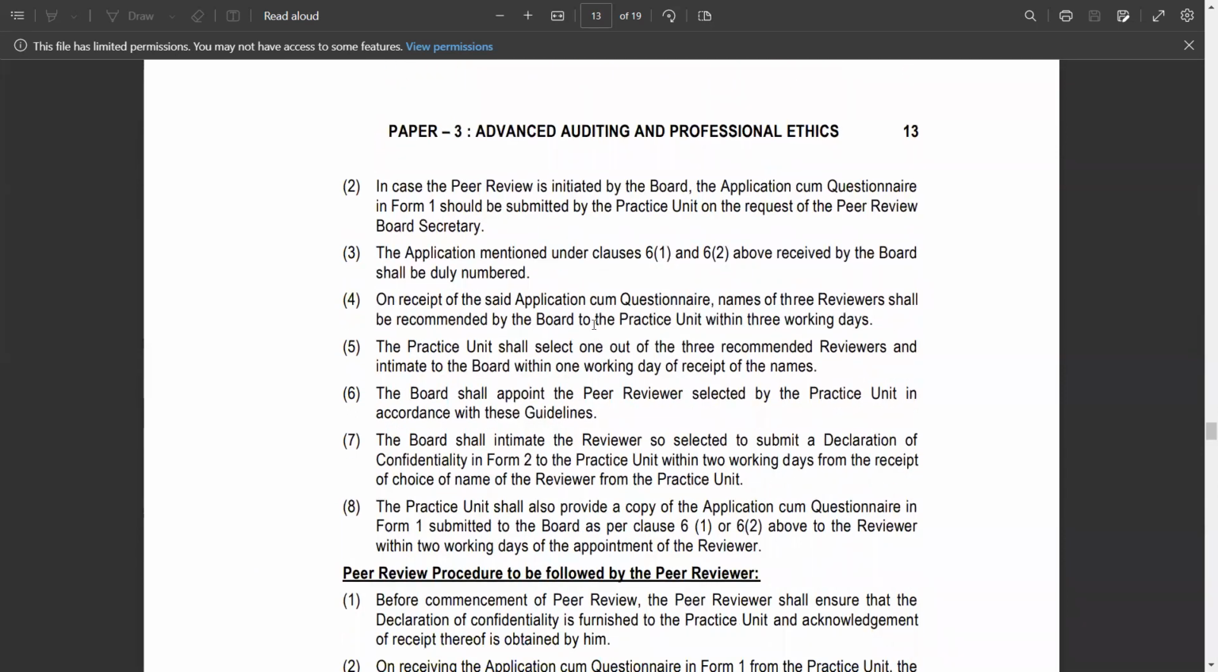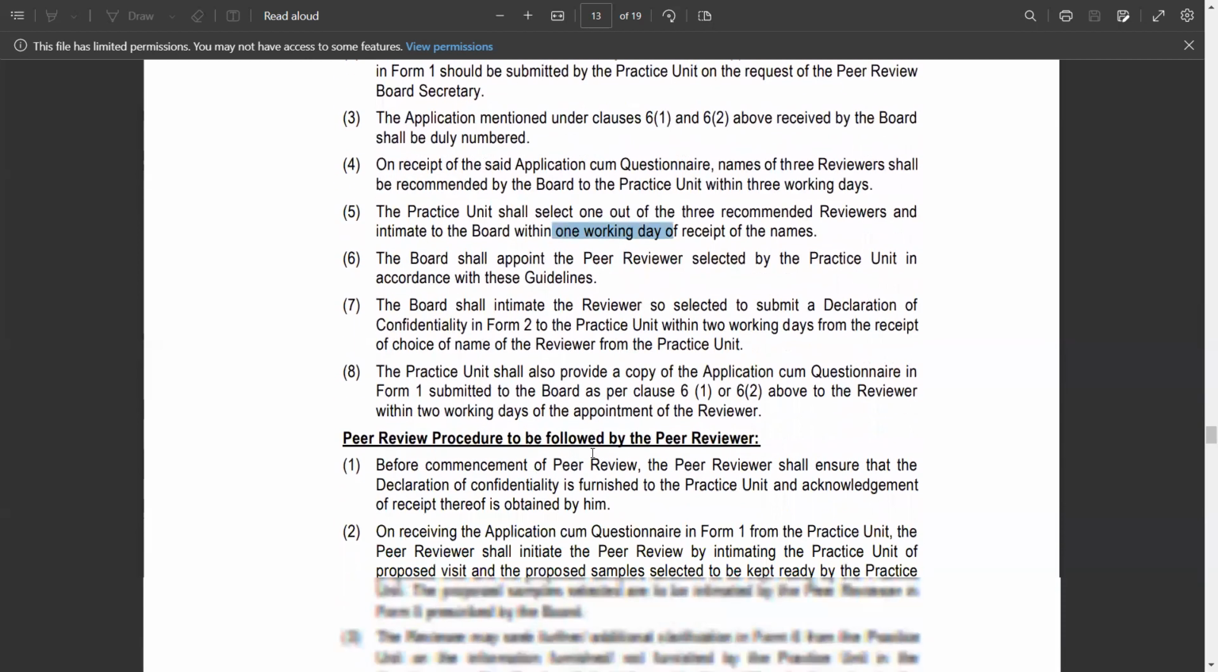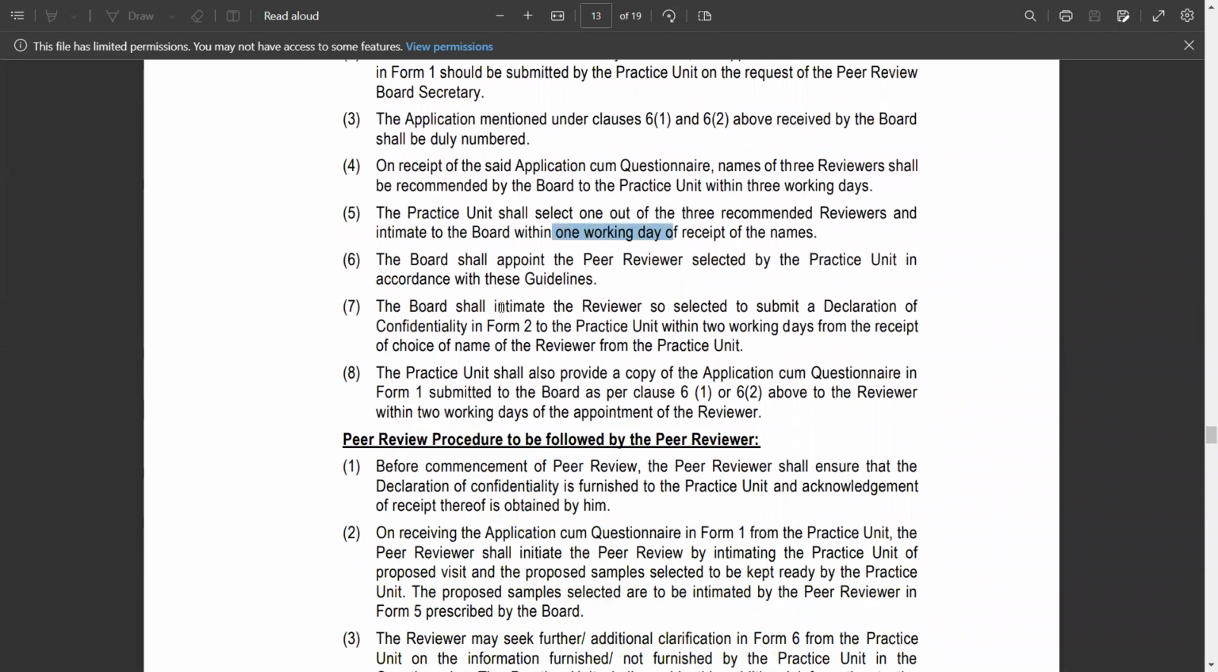On receipt of the application and the ECQ, 3 reviewers shall be recommended by the board within 3 working days. So 3 reviewers within 3 working days. The practice unit shall select 1 out of the 3 recommended reviewers and intimate the board within 1 working day. So 1 reviewer within 1 working day. The board shall appoint the peer reviewer selected by the PU in accordance with the guidelines.